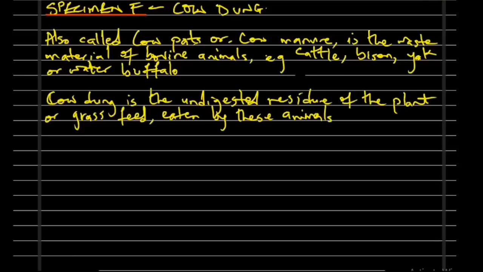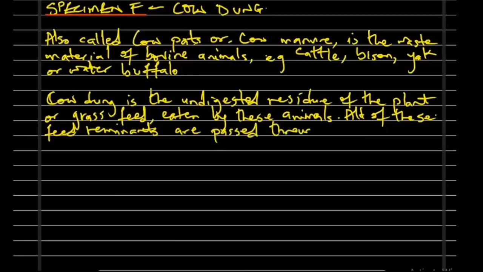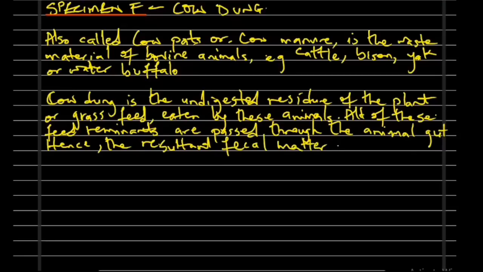Now, they are passed through the animal's guts. All of these feed remnants are passed through the animal guts. And when they are passed through the animal guts, the resultant fecal matter is rich in minerals, particularly minerals that are needed by the plants for the plants to do well.